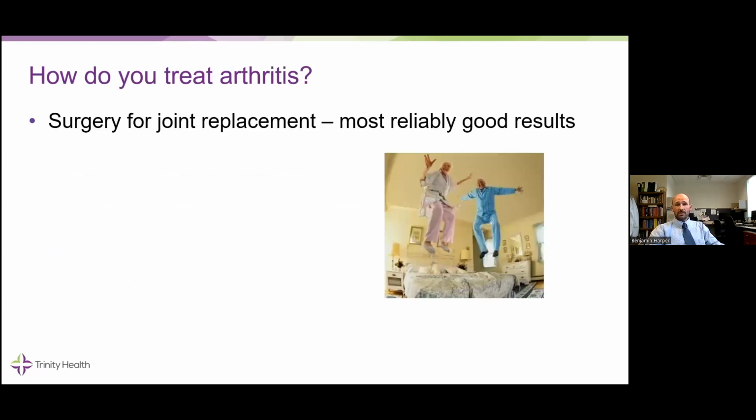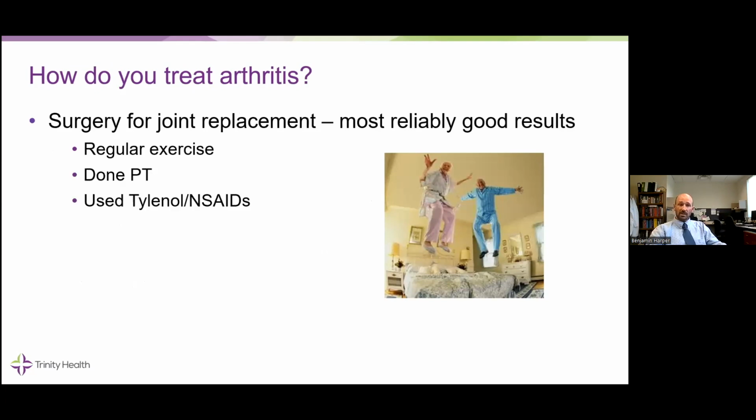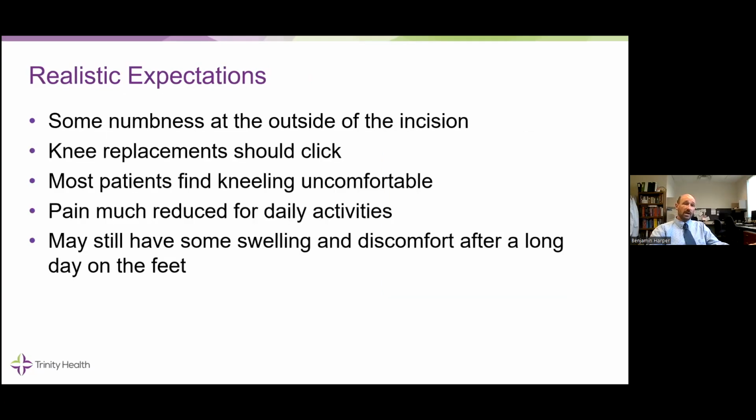How do you treat arthritis? Now we talk about surgery. This is the final line. This is probably the most definitive solution to arthritis with most reliably good results. If you look at patients that have done regular exercise, they've done PT, they've tried Tylenol and NSAIDs, where we've managed weight, medications, and comorbid conditions, it goes pretty well.